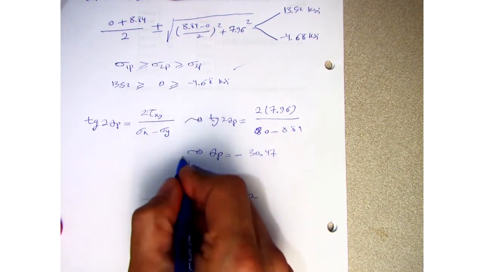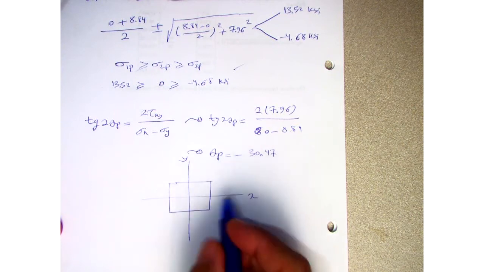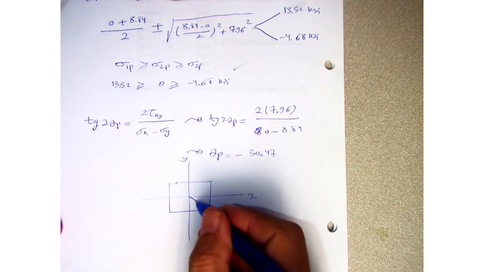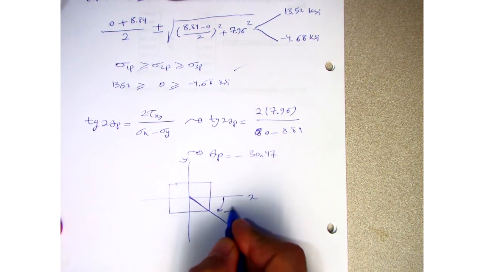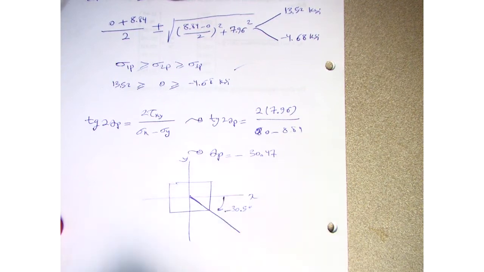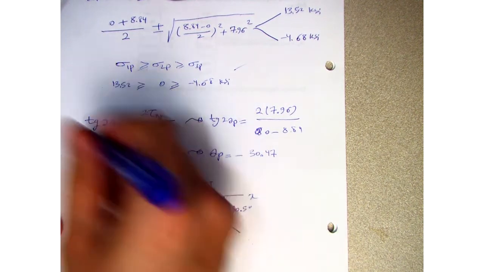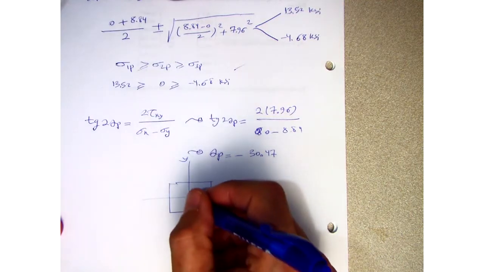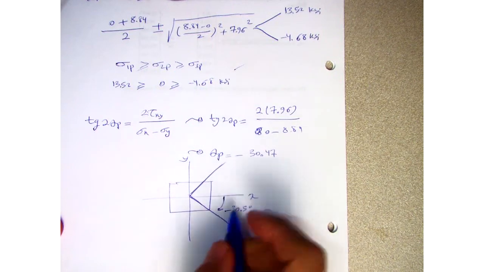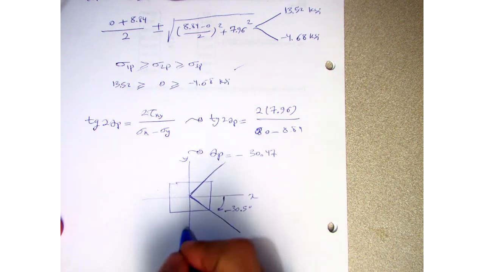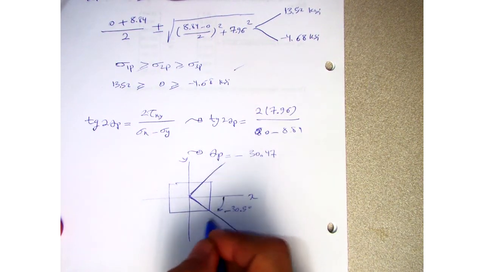All right, so if you want to find the orientation of my principal axis, one of them is going to be, okay, this is like my angle. So my angle is negative 30.5 degrees. So one of them is going to be like that, the orientation. The other one is going to be perpendicular to that, right? So you always know that the principal axes are going to be perpendicular to each other.